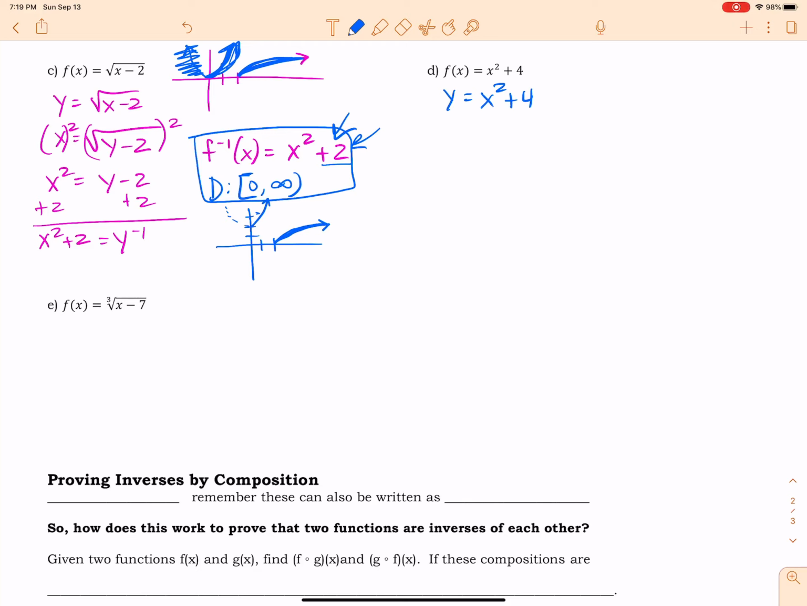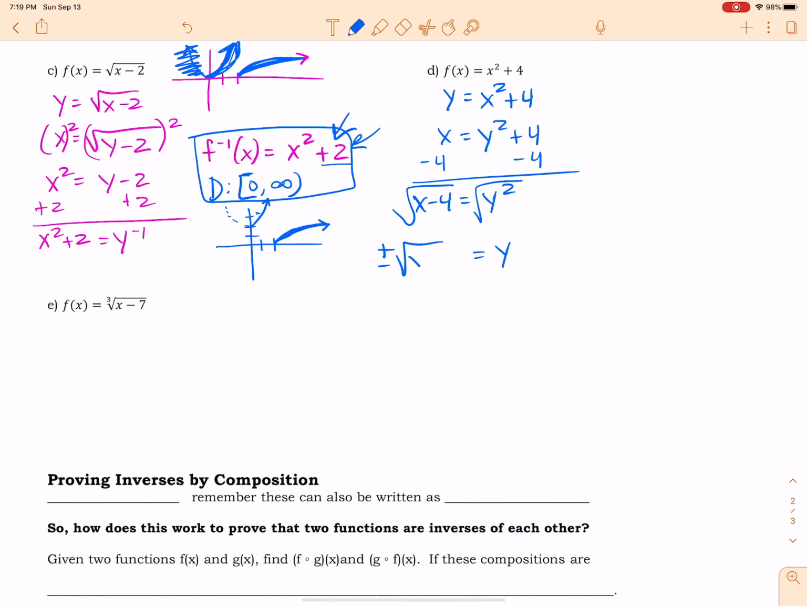Okay, for part D, I'm going to do the same thing. I'm going to switch my x and my y. And I'm going to solve for y. Okay, this time to solve for y, I have to take the square root of both sides. And remember what happens when you take the square root. You end up with y, but over here it's plus or minus the square root of x minus 4, because remember when you take the square root, it's plus or minus. Why is that, Miss Griggs? Because if you were to square both of those, the positive value squared is the same as the negative value squared. So that is the reason.